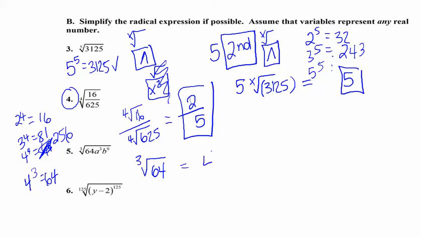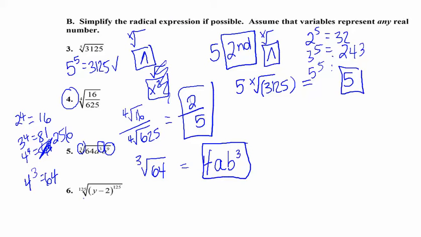So that is 4. Now with the variables, you're supposed to divide the powers by the root. So how many a's come out? Well, 3 goes into 3 one time, none left over. 3 goes into 9 3 times, so b cubed, none left over. So this is the answer for 5.